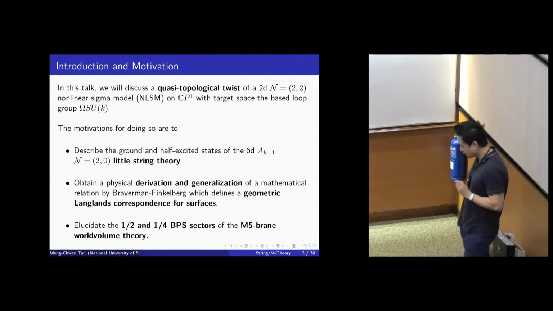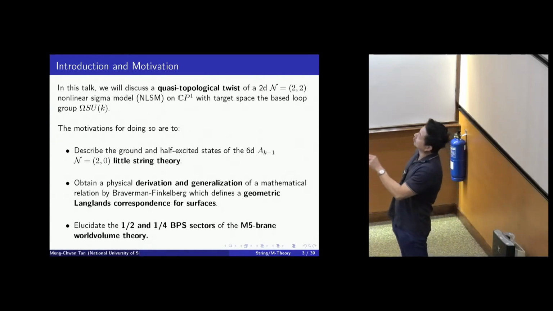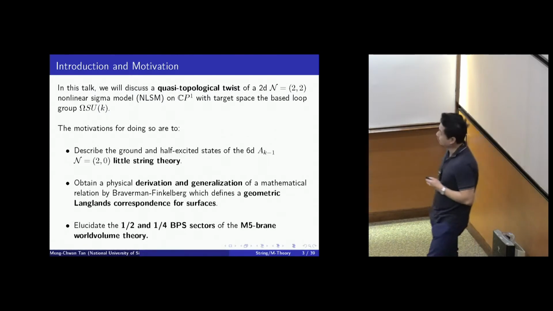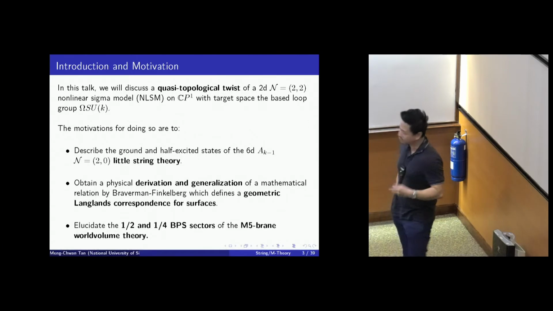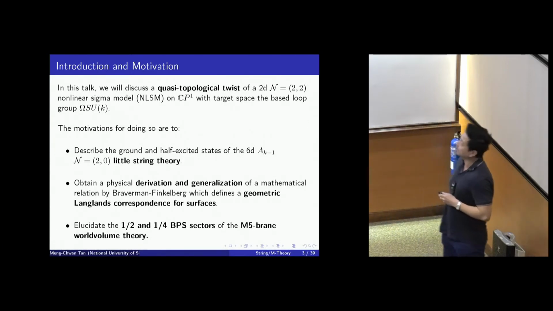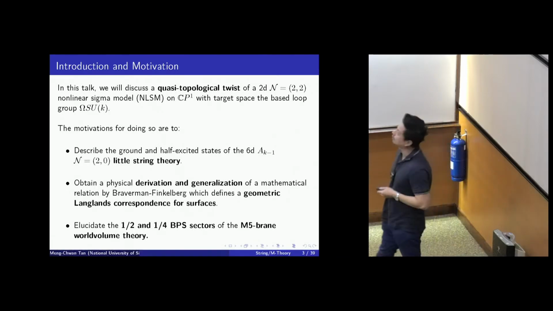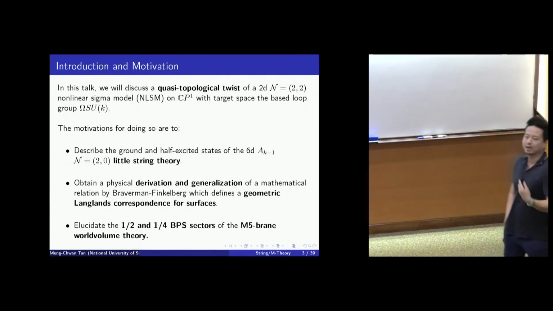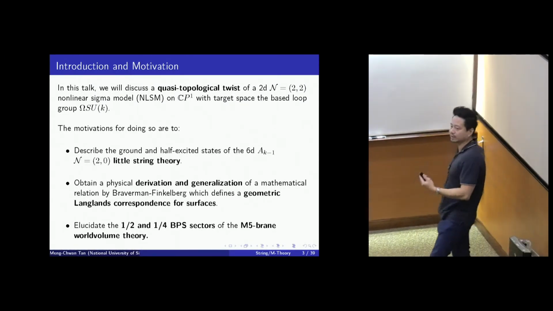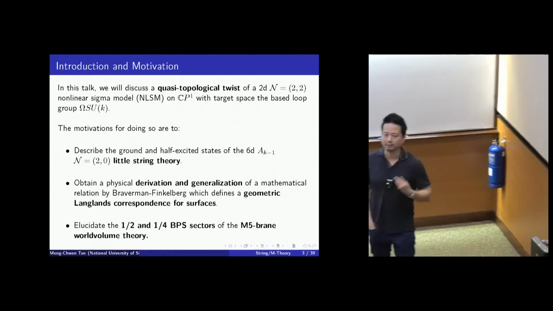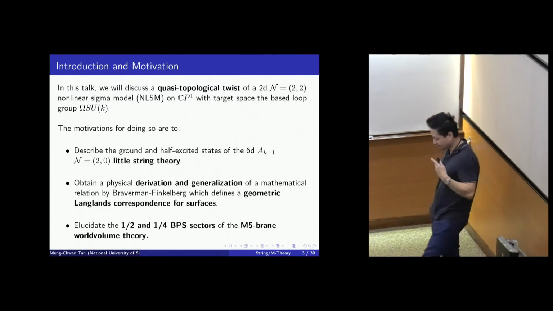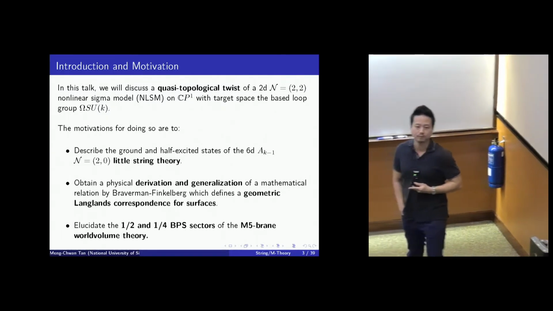So the motivation for looking at this model, I'll explain what quasi-topological twist means. The motivation for studying this model is, as I mentioned earlier on, to understand a little bit about the string theory, and which part of it, the ground and half-excited states of the six-dimensional A_{K-1} N=(2,0) little string theory. There are many little string theories. Essentially, these are the string theories that live in the NS5-branes of type IIA or type IIB theories. Okay, and we are looking at the little string theories that live in the NS5-branes of a type IIA theory. So that's a (2,0) theory.